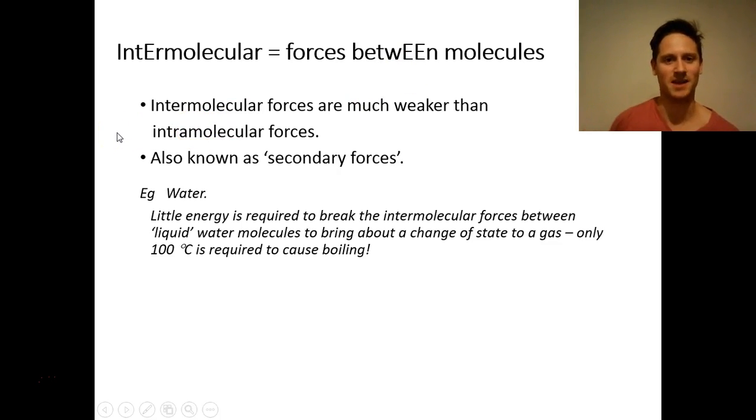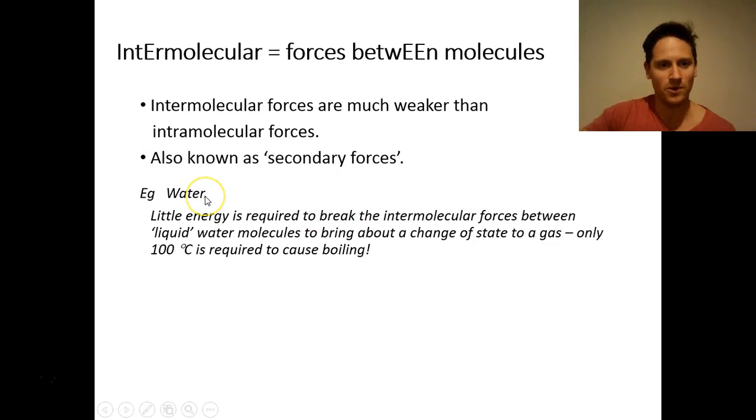So intermolecular forces. Now the first thing I want to emphasize is that these are much weaker than intramolecular forces. All of the intermolecular forces are weaker than their intramolecular counterparts. Now, as you go on with this topic, sometimes that concept gets a bit confusing, or it can be confused by students. So I just want to be really clear with it. Intermolecular forces are weaker. These are also known as secondary forces. So you might hear that secondary forces term being thrown around.